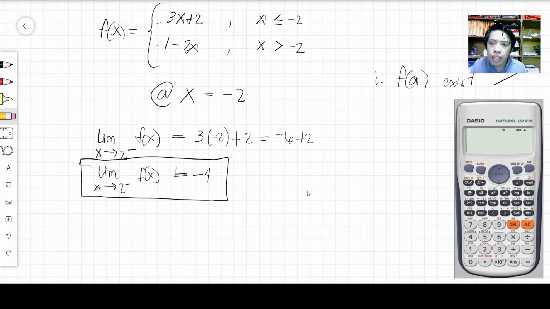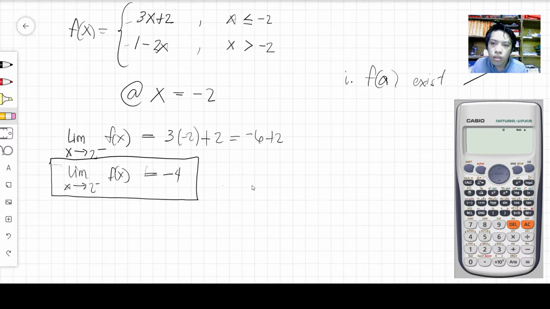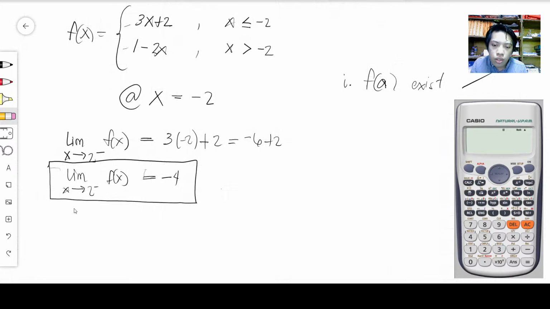Okay, how about the right hand limit? Let us solve for the right hand limit, and that is the limit of the same function f of x as x approaches negative 2 coming from the right. To the right of negative 2 are numbers higher than negative 2, and that includes negative 1, 0, 1, and so on and so forth.